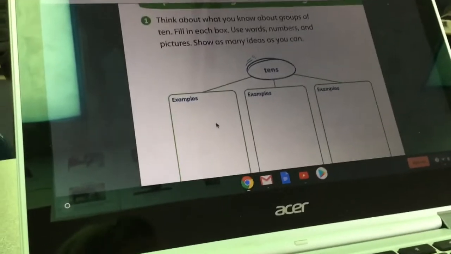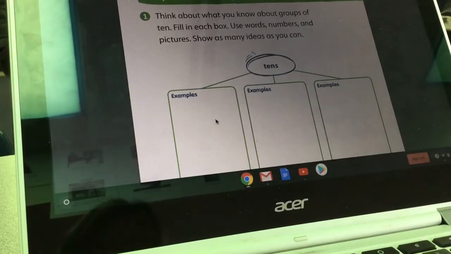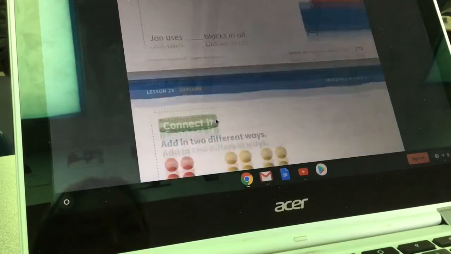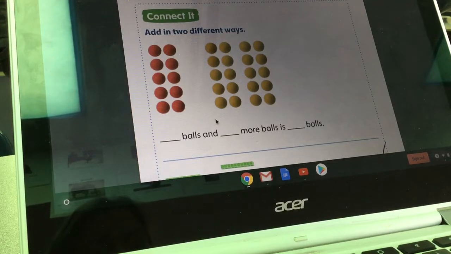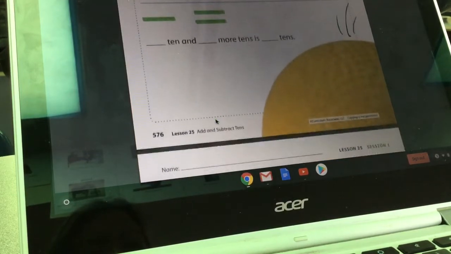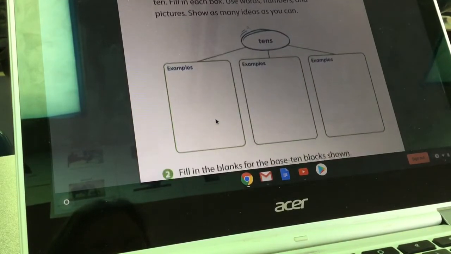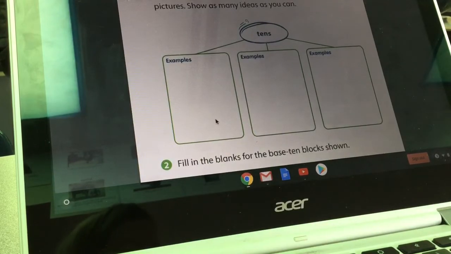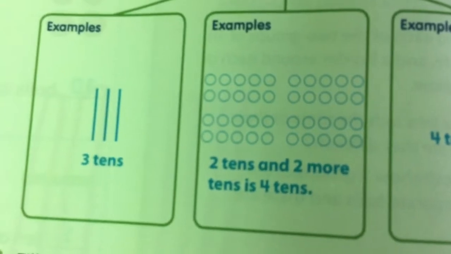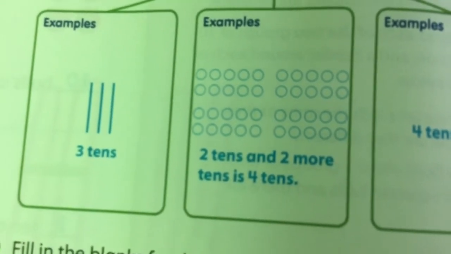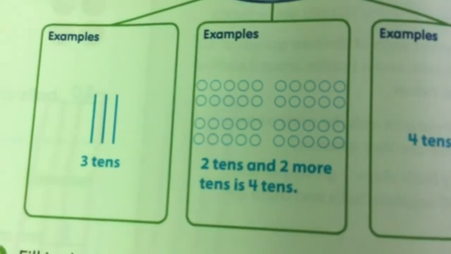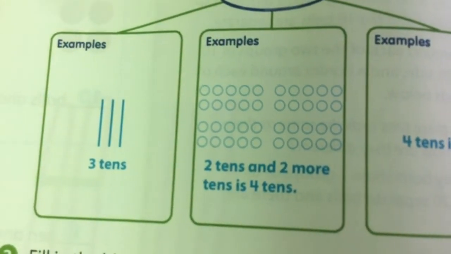All right, for our next example, we can show groups of 10 like we saw up here with our red and yellow groups of balls. So let's do that for our next example. What can we draw? Well, here's my example. If we draw 2 groups of 10 using circles or balls, or ones, then here's what we have.